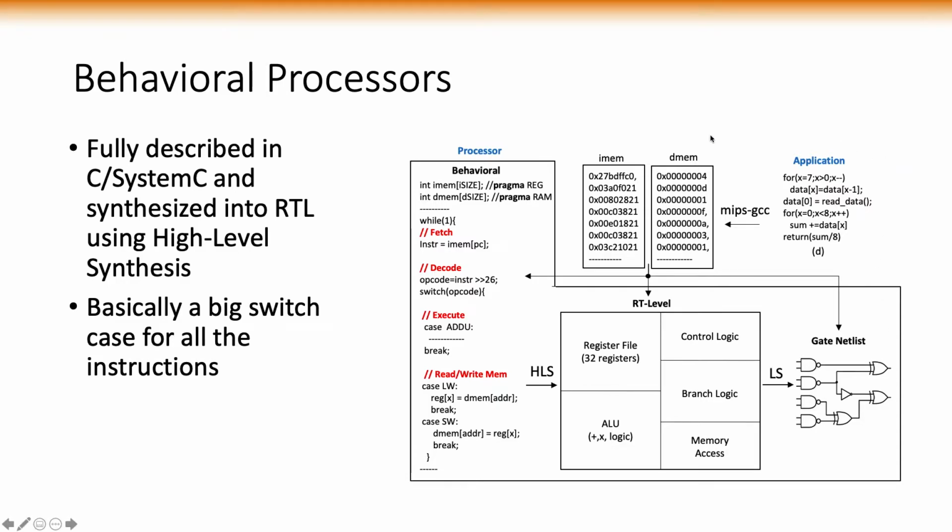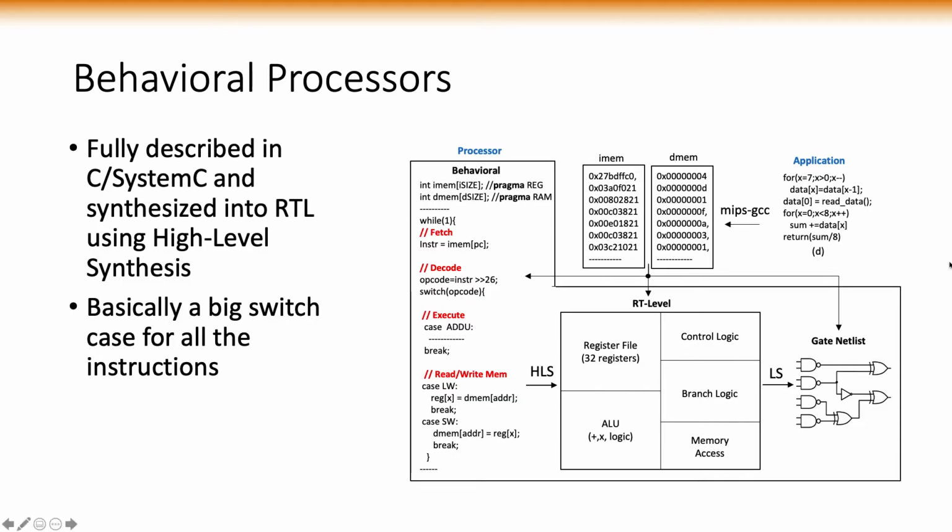If you look at this figure, the processor is completely defined in C, C++, or SystemC. It has two arrays, an instruction memory and a data memory array. The processor itself is basically a big switch case that has all the instructions. The processor is then synthesized using high-level synthesis into RTL, Verilog or VHDL, and after logic synthesis, we obtain the gate netlist. This is the hardware flow.